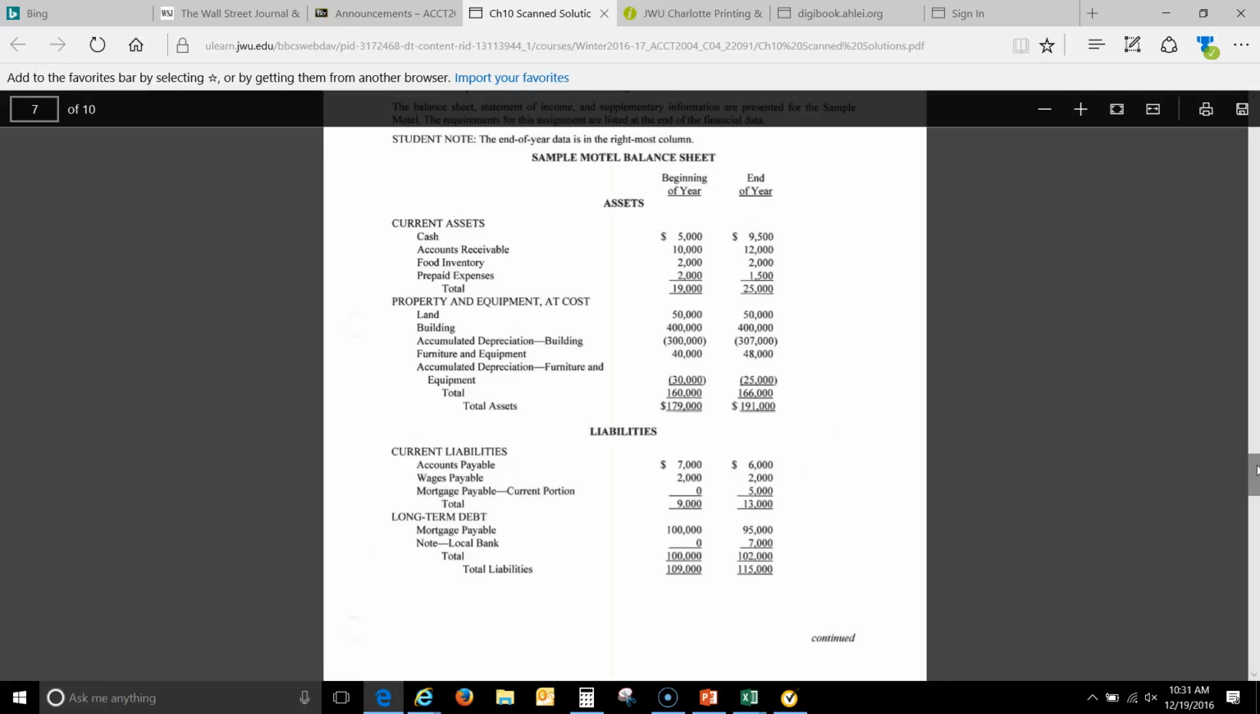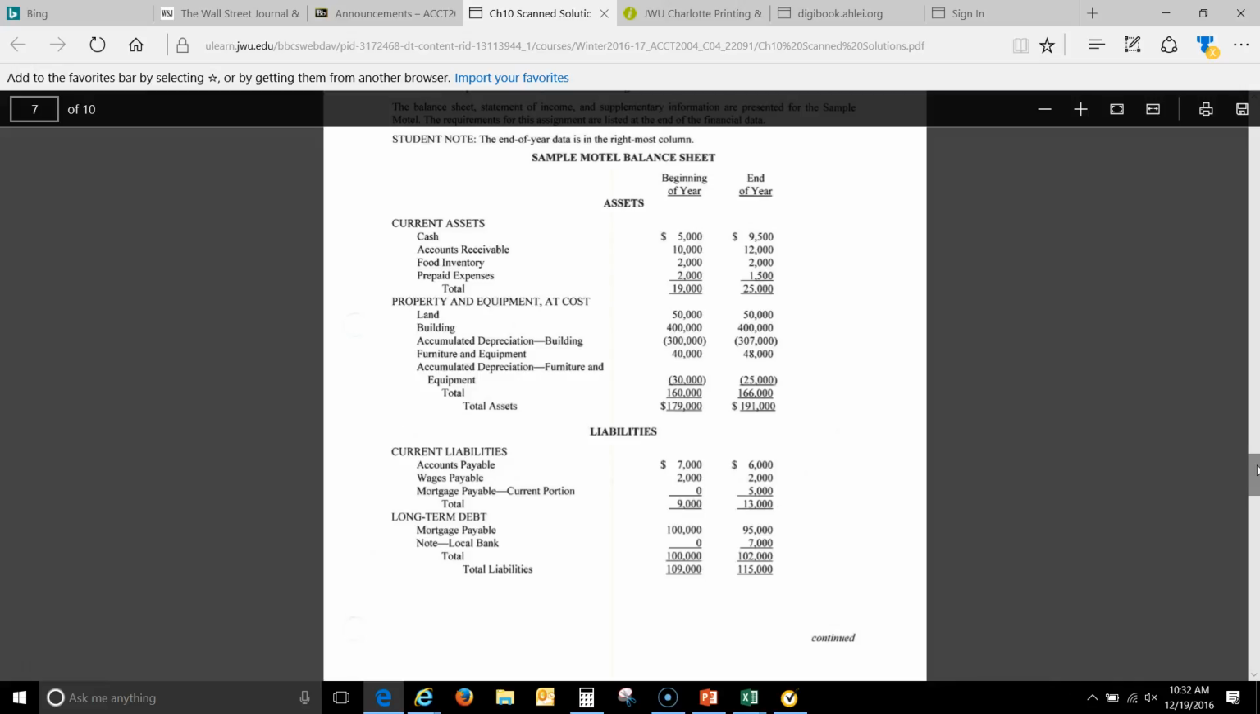So we're having to put together a current ratio. We're going to use end of year numbers. First of all, we now need to figure out which year is in which column. So what numbers are we going to pull off of that balance sheet? 25,000 and 13,000. Good. 25 divided by 13.